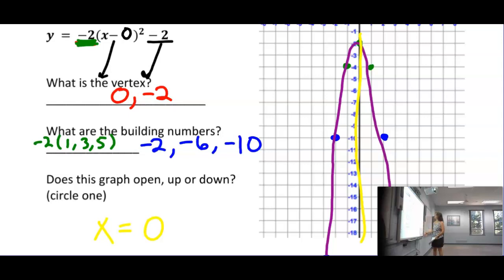Okay? What's my axis of symmetry? X equals 0. That's where it will fold. Is this an up or a down graph? It's a down graph. And I know that because of this negative sign. Okay? All right. That concludes your notes.